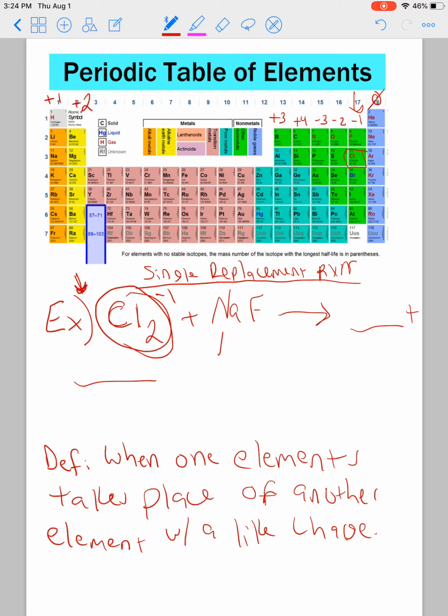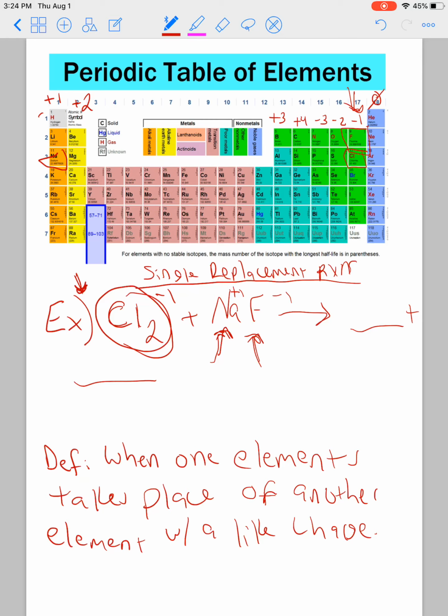Now, let's look at these two elements here. I need to find their charge to determine which place chlorine is going to switch places with. Will it be Na or will it be F? So Na, if I look right here, has a charge of +1. F, on the other hand, has a charge of -1. Now, I'm not looking at the number, I'm looking at the positive or minus sign.